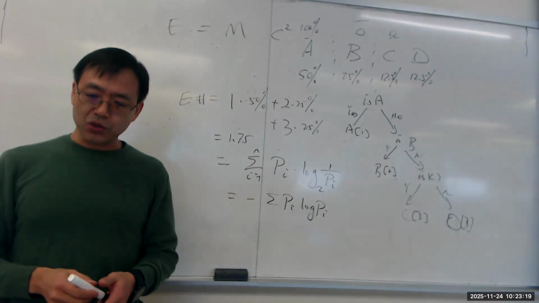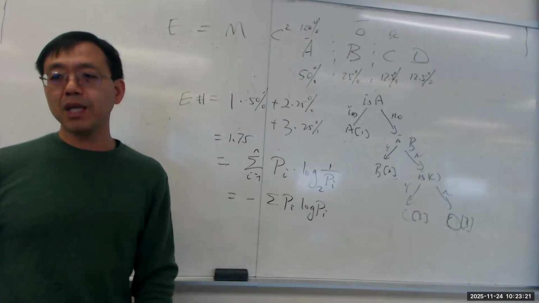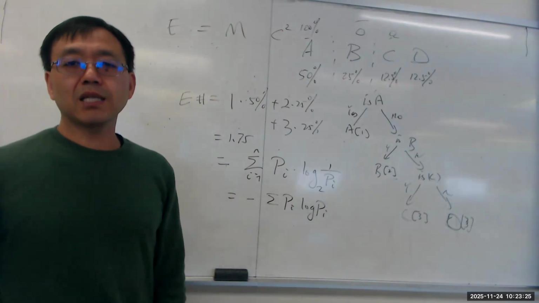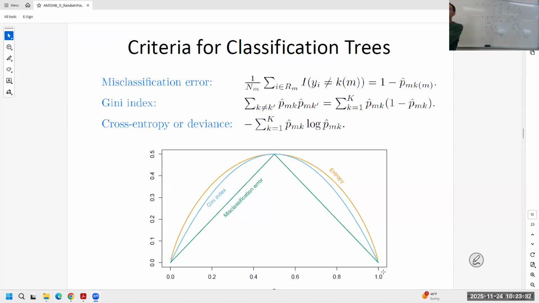That's why we want to minimize the entropy in the classification. That means we want to make each group, each node, pure. So we want some knowledge about that node, because we can see something about that node. Okay, so this is where cross entropy, or the deviance, comes into play.